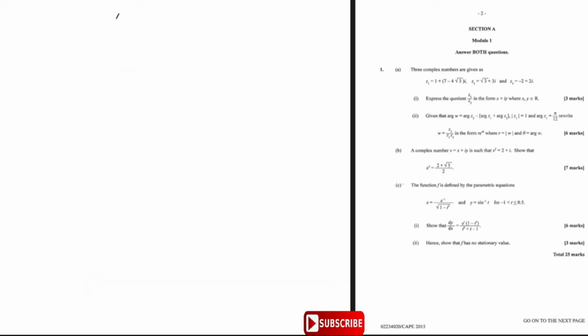Continue now. So looking at part B. So part B tells us that we have x is equal to e to the minus t, divided by the square root of 1 minus t squared. So that is x, all right? And they tell us that, of course, y is equal to sine inverse of t.